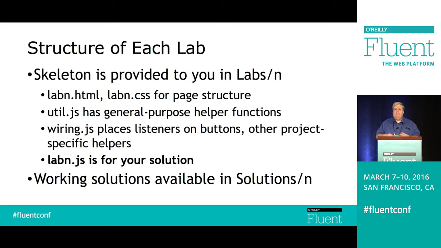Each lab is provided in a skeleton that is in the labs folder, labs/1, labs/2, etc. And inside that folder, there are an HTML and CSS file that provide the page structure. There's util.js and wiring.js that have helper functions. Util has a lot of functions that convert between array buffers and strings, including hex-encoded strings and base64 encoded strings. Because inside our file system and inside our pages, we really need strings most of the time. But the API always wants to work with buffers. And then your solution goes in the lab's own .js file. There are working solutions available for all of these in the solutions folder.